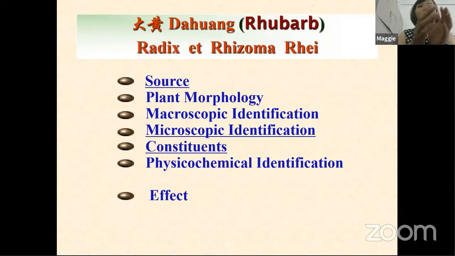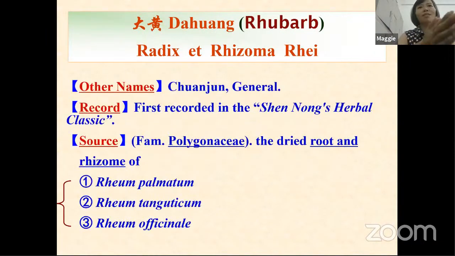We introduce this crude drug with the following contents: source, biological source, plant morphology, macroscopic characters, microscopic characters or microscopic identification, constituents, physical and chemical identification, and the effects. So every crude drug we'll talk about follows these contents. So first, source, biological source.